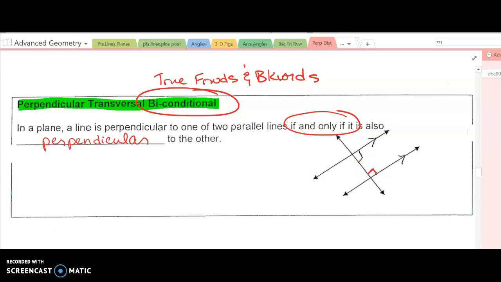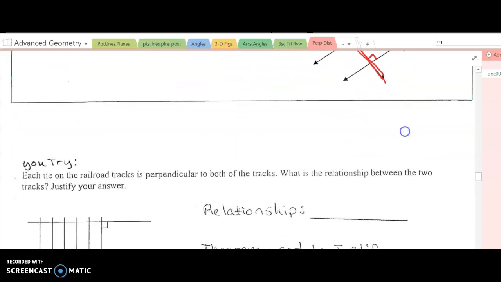But you could also say this as if a line that's crossing two other lines, if it's perpendicular to both those lines, then those lines aren't just any old lines. They're going to be lines going the same direction. They're going to be lines that are going to be parallel.